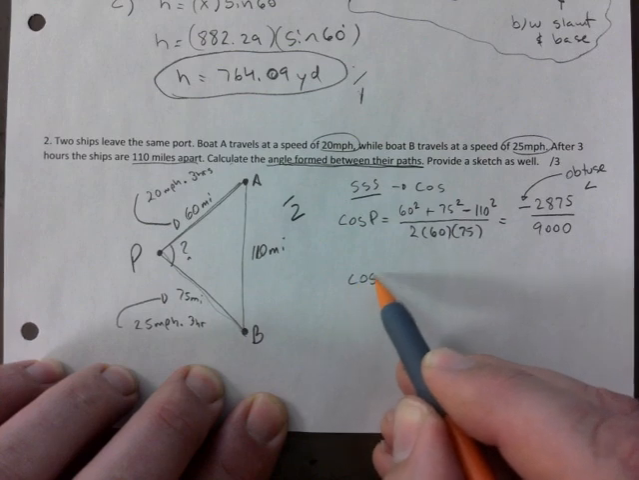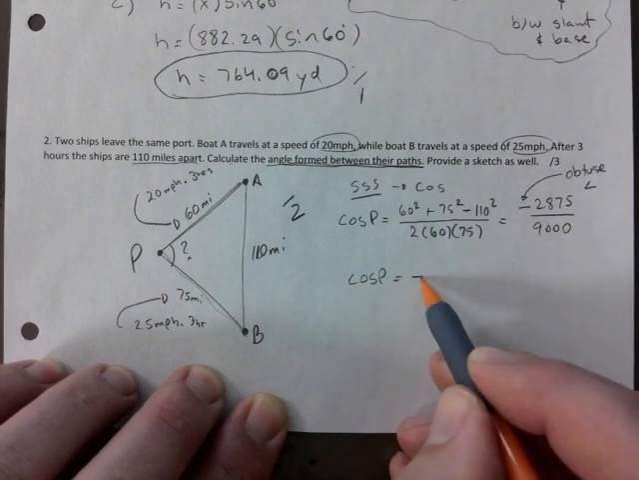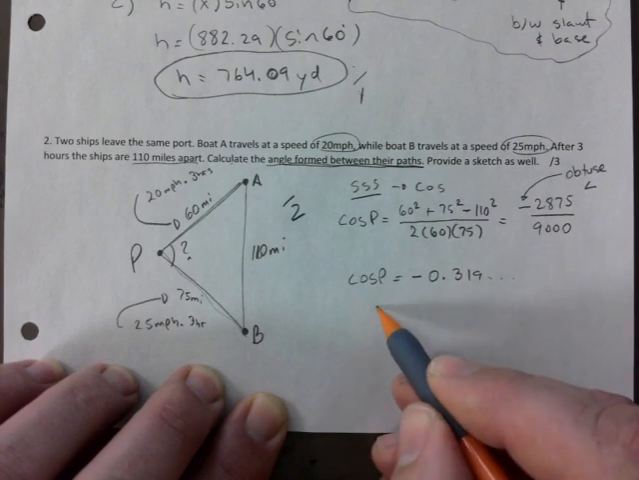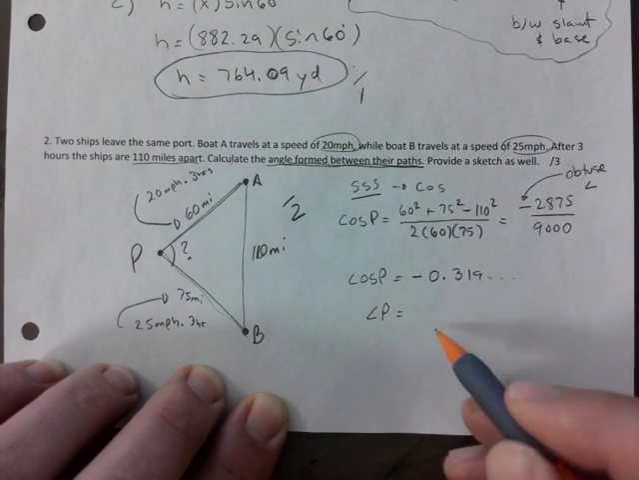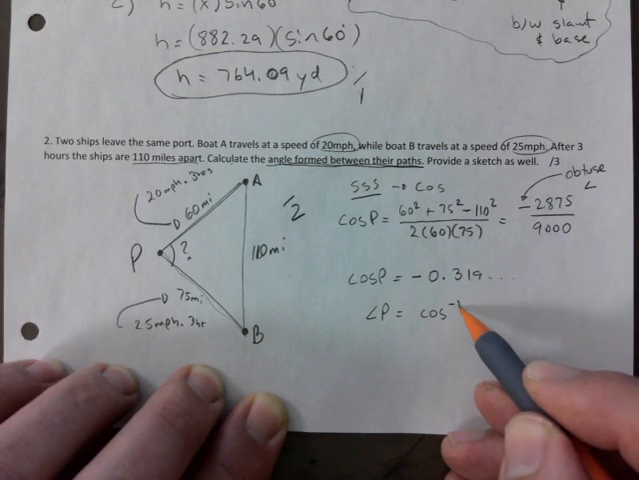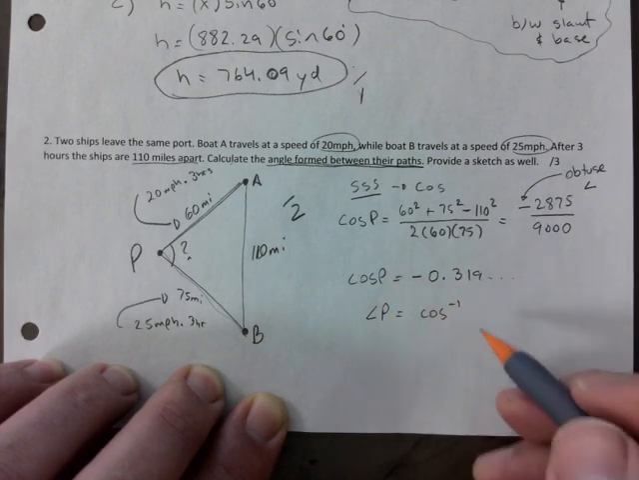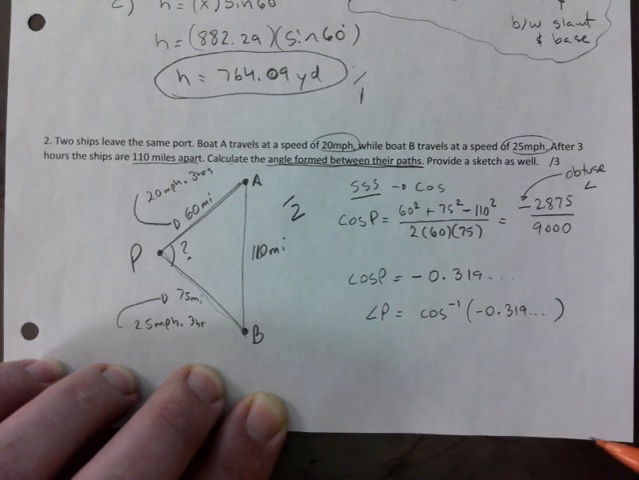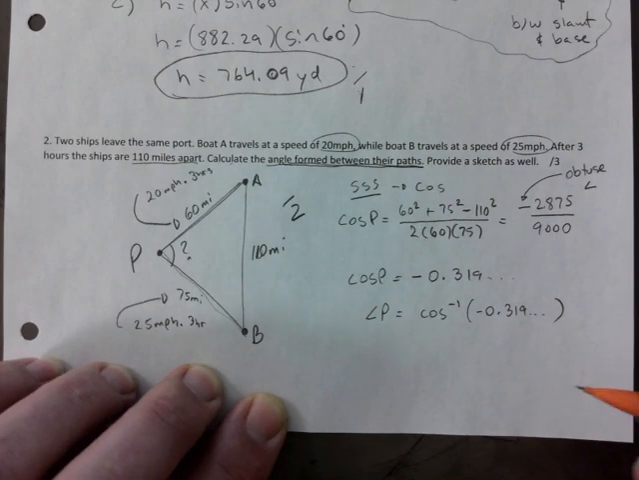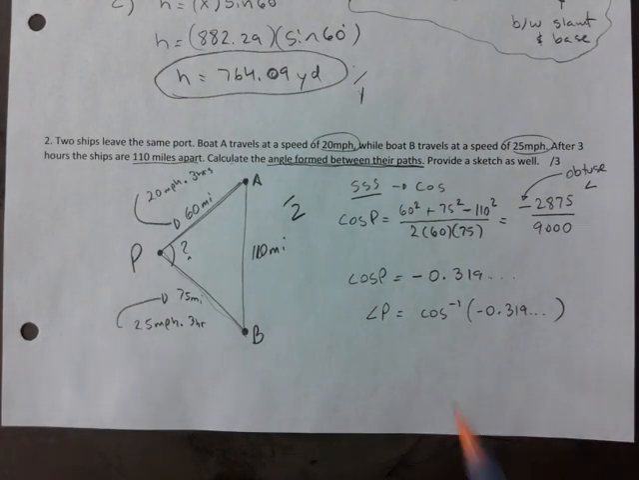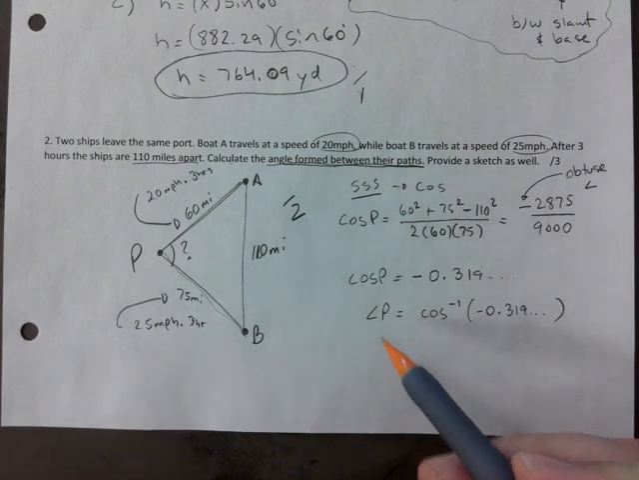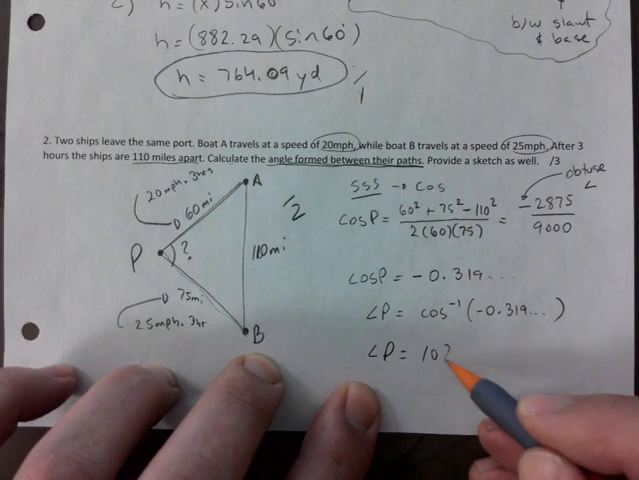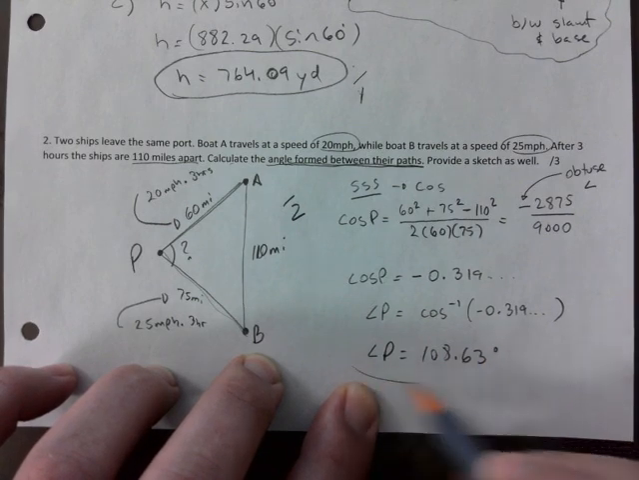So we go cosine P. I'll do one more time. I'll divide these. I get negative 0.319 and something. And here's the critical step. Right? If you're trying to find an angle, you got to take the inverse of both sides. Don't square root. There's nothing squared here on the left-hand side. So don't square root. That's not the right step here. And so this is 108.63 degrees.